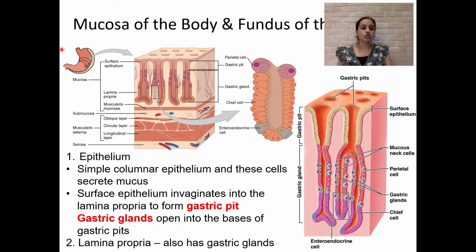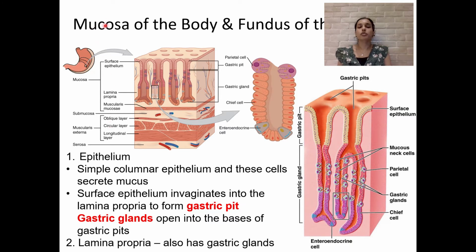So in this picture, you can see the stomach. So this is the esophagus part. Near the esophagus, the region is called the cardia. Then you will see the fundus. Then that leads to the body and the pylorus. Okay, so the body and the fundus will have identical features.